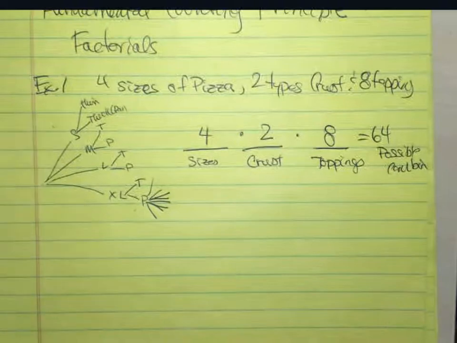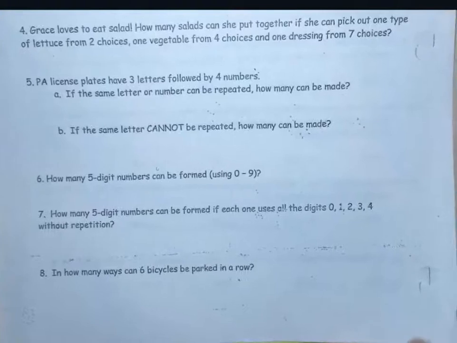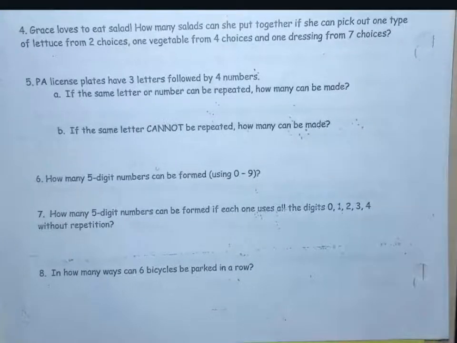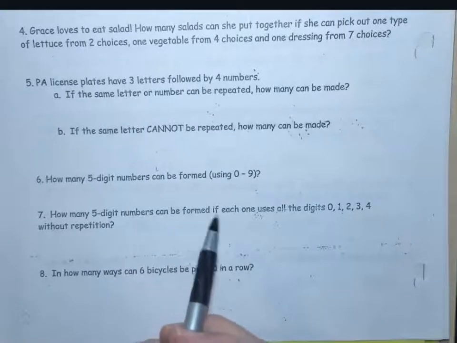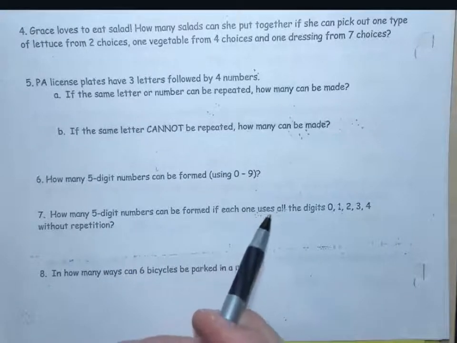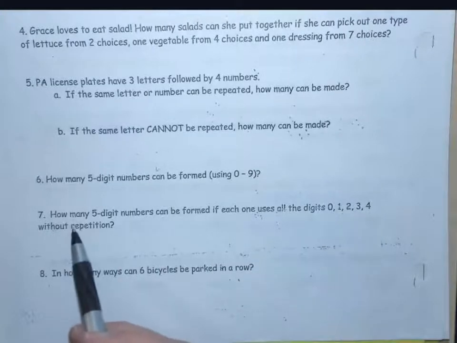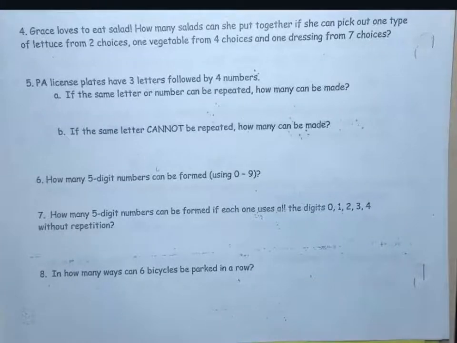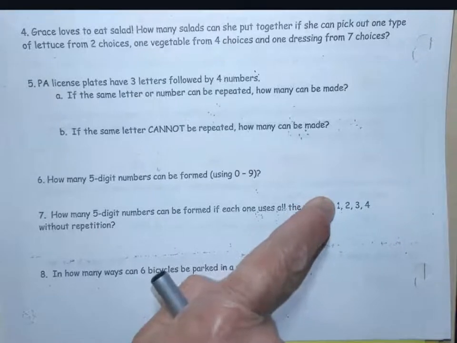Okay, so now let's look at a different one. Let's look at something like number 7. How many 5-digit numbers can be formed if each one uses all of the digits 0, 1, 2, 3, and 4, without repetition? Now, we are going to make an assumption that if it's a 5-digit number, 0 can't be the first number, because then it would be a 4-digit number. So we need to think about, this is number 7.